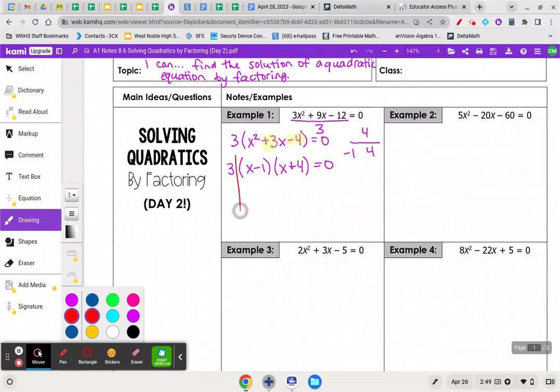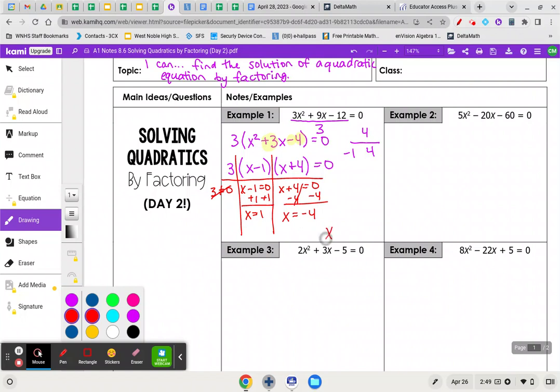So I go ahead and I split each of these up anywhere where there's multiplication. I get here that 3 does not equal 0, so this doesn't really do anything for us. I have x minus 1 equals 0, and I have x plus 4 equals 0. So on each of these, I just go ahead and solve. So I get x equals 1, and x equals negative 4.